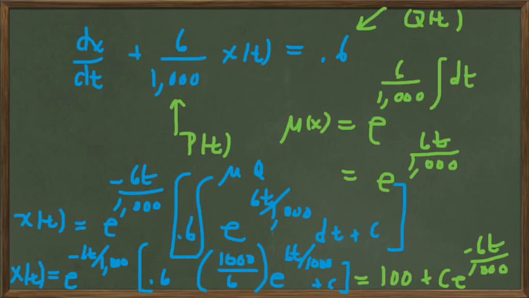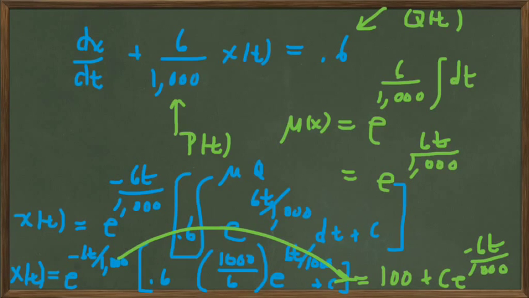When we do this distribution, we get e to the minus 6t over 1,000 times e to the 6t over 1,000, which is e to the 0. So it's just the constant, and the constant is 1,000 over 6 times 0.6, which is the same as 0.1 times 1,000, which is 100, and then we distribute the e to the minus 6t over 1,000 times the c, and get c times e to the minus 6t over 1,000.